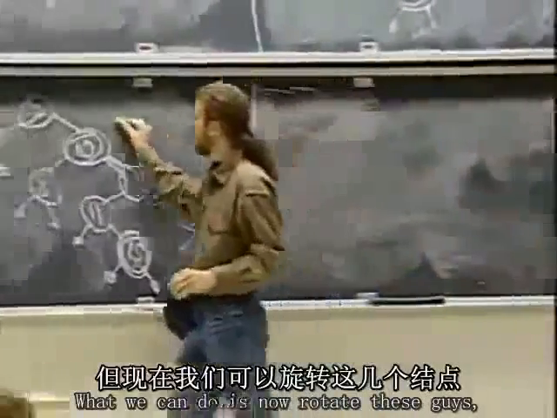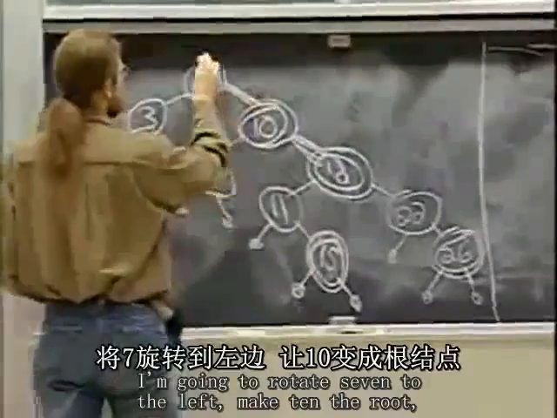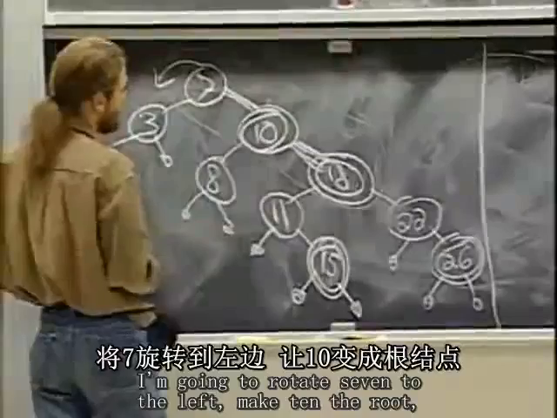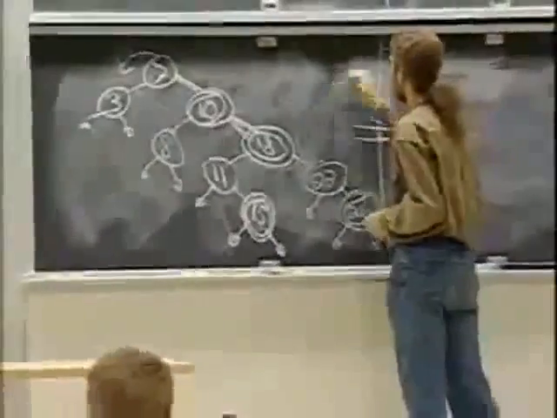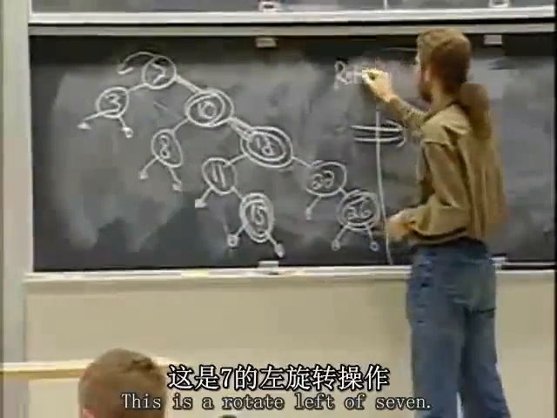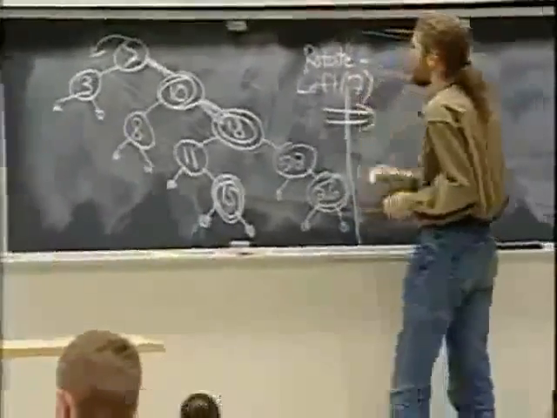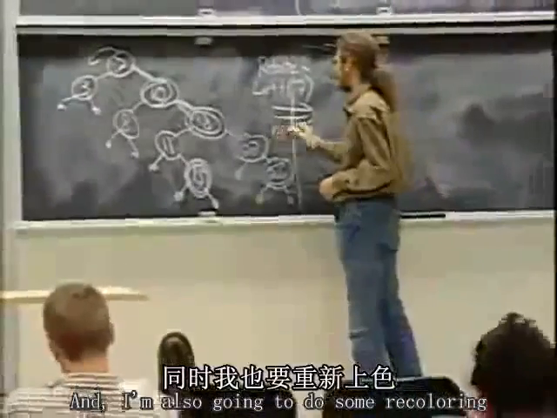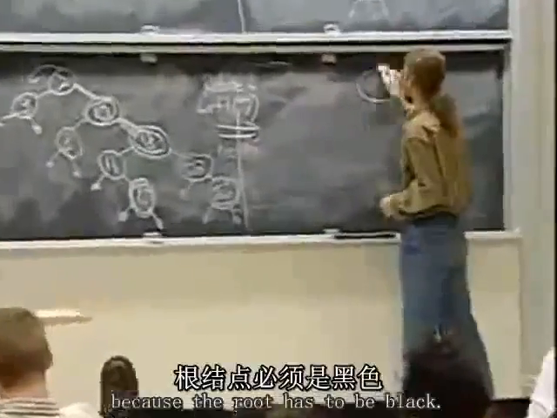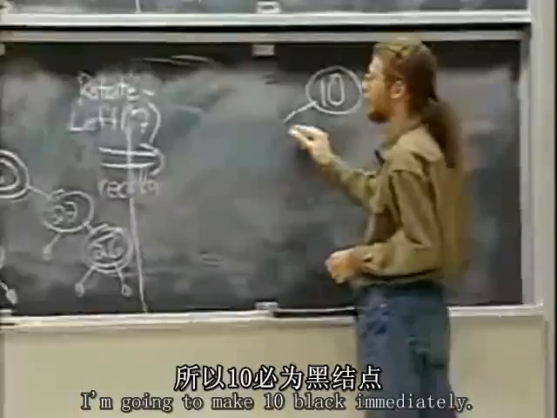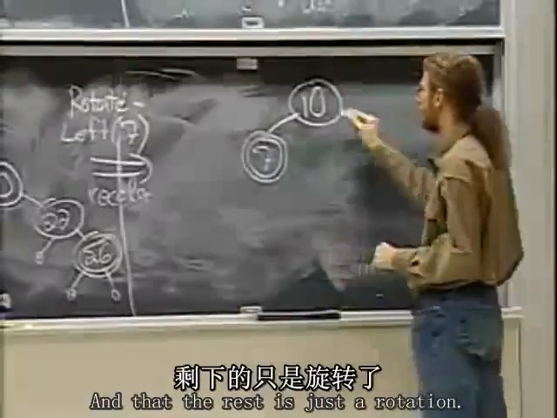But what we can do is now rotate this edge. I'm going to rotate 7 to the left, make 10 the root, and then things will start to look balanced. This is a rotate left of 7. And I'm also going to do some recoloring at the same time, just to save me drawing one more picture. Because the root has to be black, I'm going to make 10 black immediately. I'll make 7 red. That's the change. And then the rest is just a rotation.